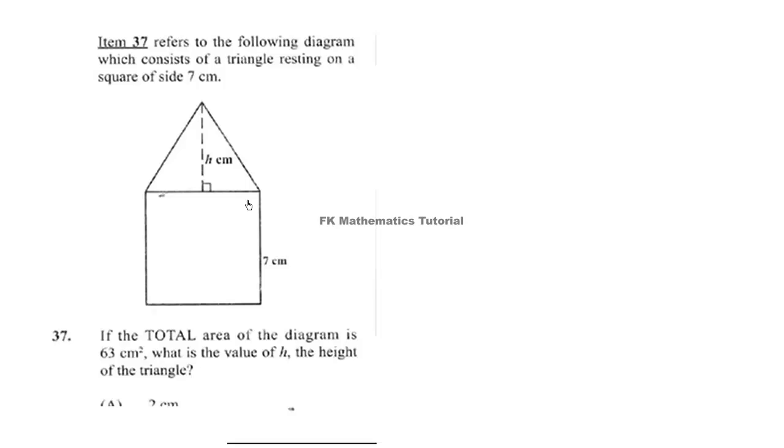Item 37 refers to the following diagram, which consists of a triangle resting on a square of side 7 centimeters. If the total area of the diagram is 63 centimeters squared, what is the value of H, the height of the triangle? Okay, so this is a square, so the area will be 7 times 7, which is 49 centimeters squared. Now the whole thing is 63. If this is 49, then this one will be 63 minus 49, which gives you 14. So it means the area of the triangle is 14.